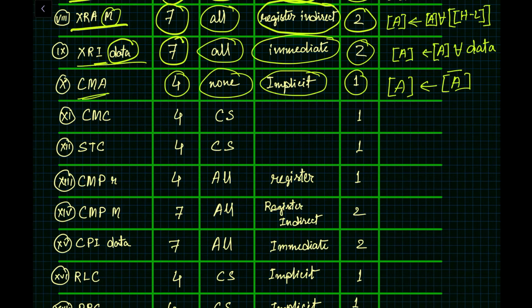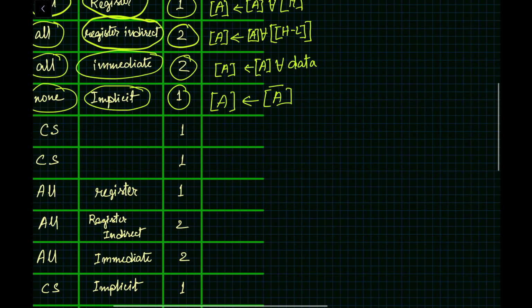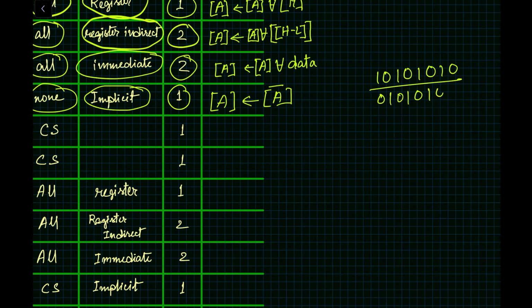Okay, so suppose, let me write down here, 10101010. This is the 8-bit data. After going through this instruction, the data will be 01010101, like this. So this is the complement, and this is the given data that is available in the accumulator.